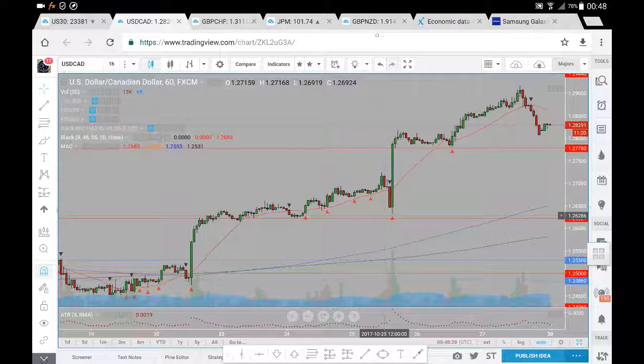So this is the US dollar CAD analysis for Monday 30th of October. Now, let's just have a look at what happened on the 27th of October.